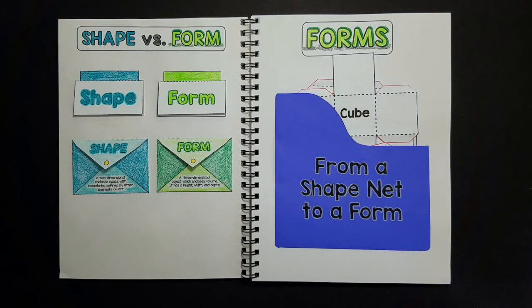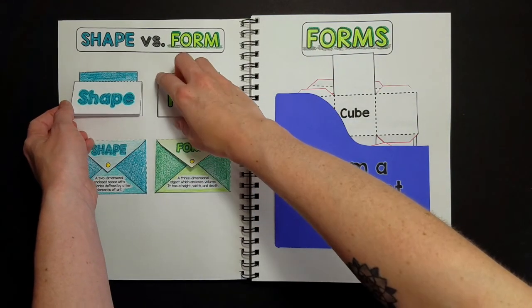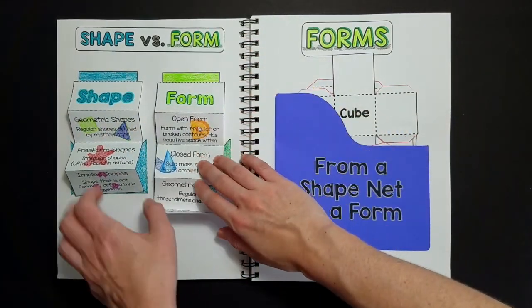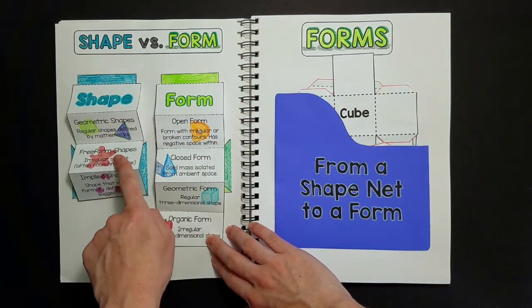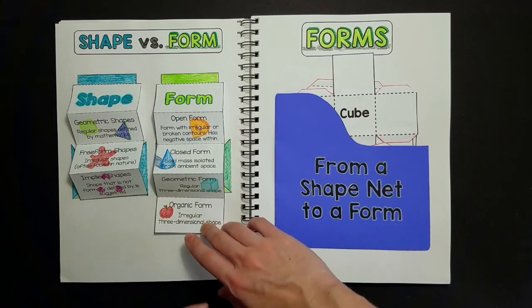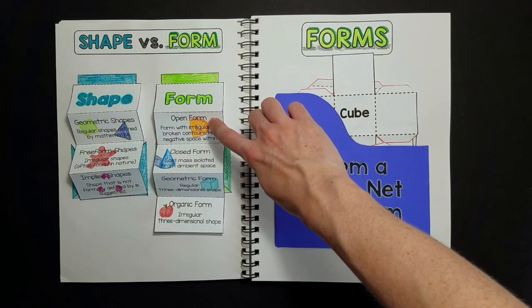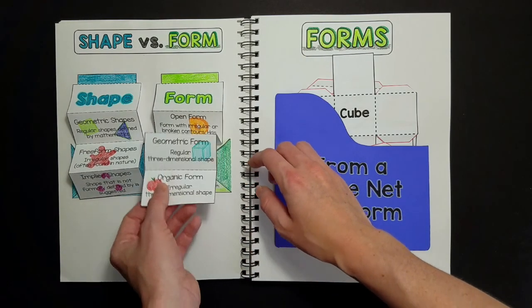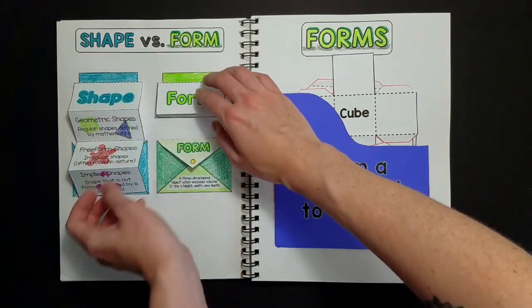Now on to the next one, we have shape and form. This one starts again with an accordion book for both of them, and it goes over geometric shapes, freeform shapes, implied shapes, and then on the form side it goes over open forms, closed forms, geometric forms, and organic forms. And those just fold back just like that.